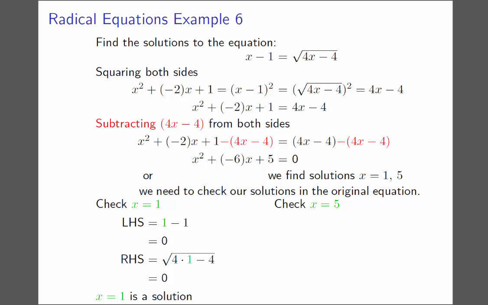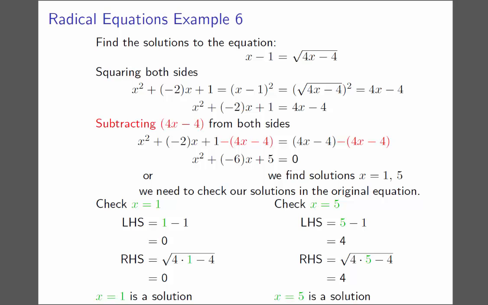Now how about x equals 5? On the left-hand side, we have 5 minus 1, which is 4. But on the right-hand side, we have the square root of 4 times 5 minus 4, which is the square root of 20 minus 4, which is the square root of 16, which is 4. So x equals 5 is a solution as well.